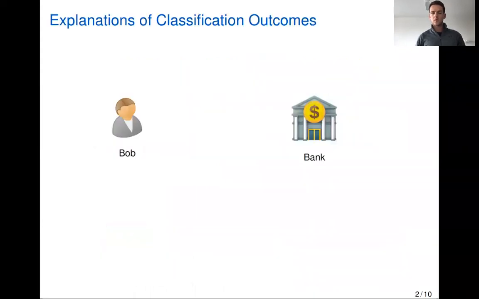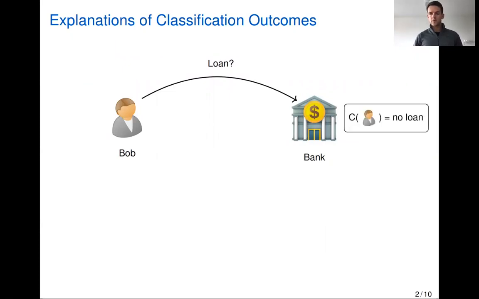I would like to start with an example and consider Bob, who wants to start a business, so he goes to his bank and asks for a loan. Now in the background, the bank will run a classifier, and for Bob, this classifier returns no loan, so the loan is denied, and the bank replies, sorry, we can't do that. Obviously, Bob would like to have an explanation why the loan got denied.